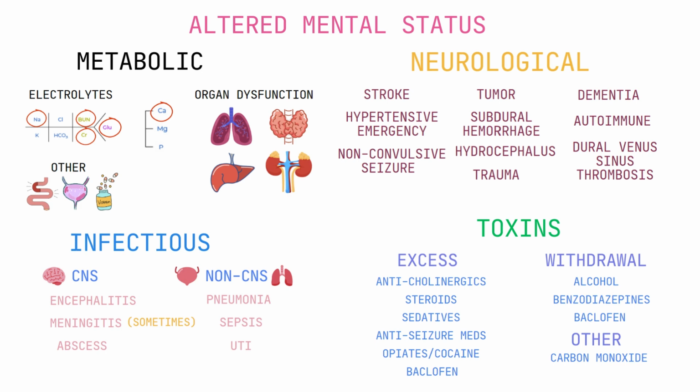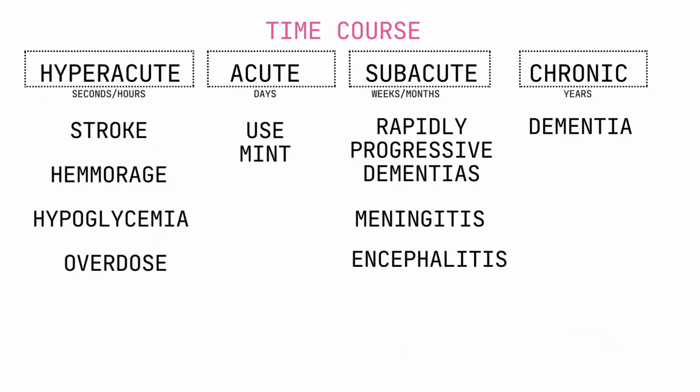Please feel free to pause the video here. I wanted to create a summary of the entire MINT differential that shows the metabolic, the neurologic, the infectious, and toxin causes all on one slide. I also wanted to show how time course could be quite helpful in differentiating the cause of altered mental status.